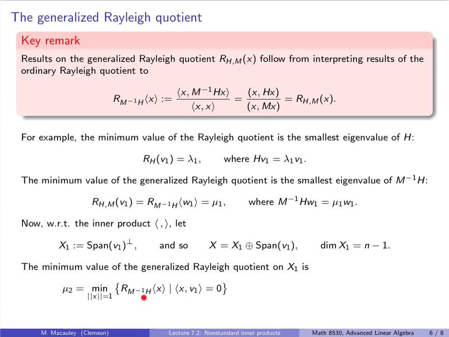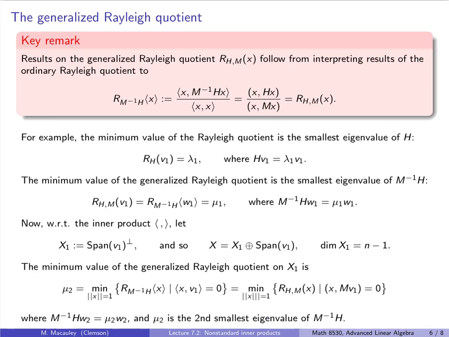So if we interpret this back to our standard inner product, we get the minimum over all unit vectors of the generalized Rayleigh quotient, restricted to all vectors x that are orthogonal to M times v1. And here, mu2, regardless of the inner product structure, is an eigenvalue, say of eigenvector W2, of M inverse H. So M inverse H W2 equals mu2 W2, and this is the second smallest eigenvalue of M inverse H.